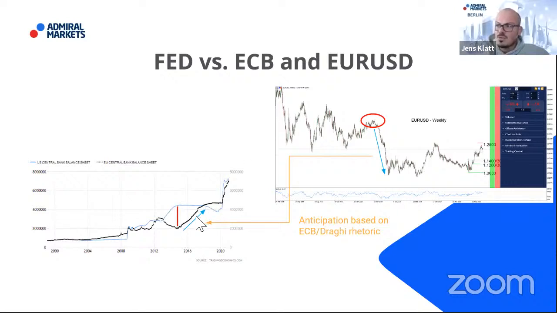So the ECB never really stopped, but they slowed down a little, let's say, and then they massively started to expand the balance sheet again shortly after COVID hit. So you can see, if there is some kind of anticipation or expansion of the balance sheet here, then this naturally has a negative effect on the underlying currency, in this case the euro, in fact.